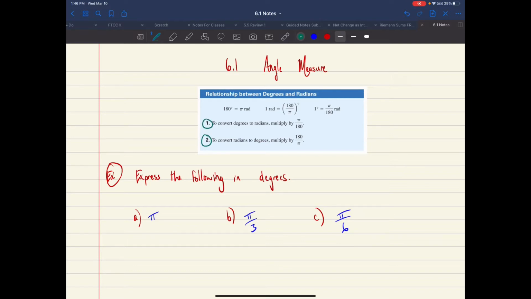Number 1, to convert degrees to radians, multiply by pi over 180. To convert radians to degrees, multiply by 180 over pi. That's all we do to convert between the two. Let's go ahead and try that.